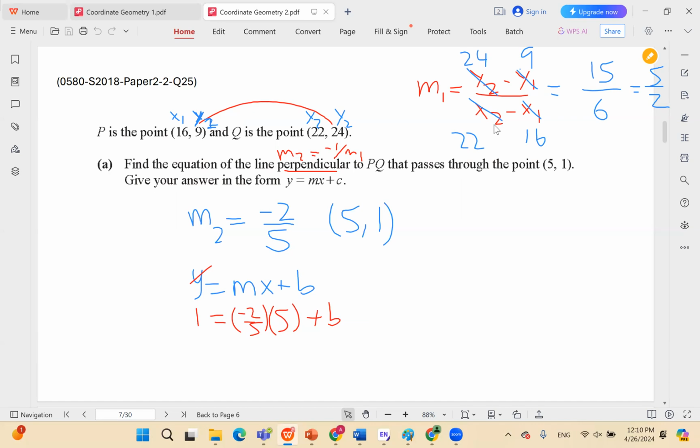I did it again. It's c, because in IG we call this c, not b. It doesn't really matter, but I keep referring to it as b.